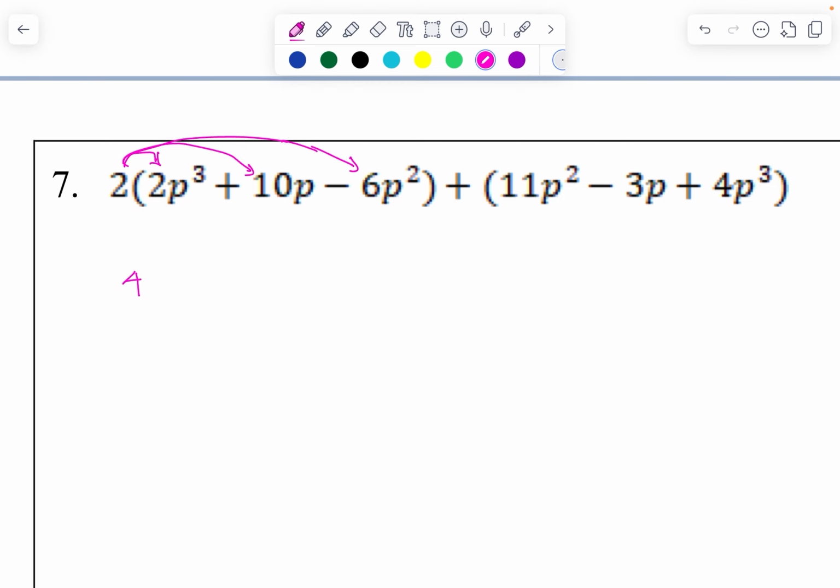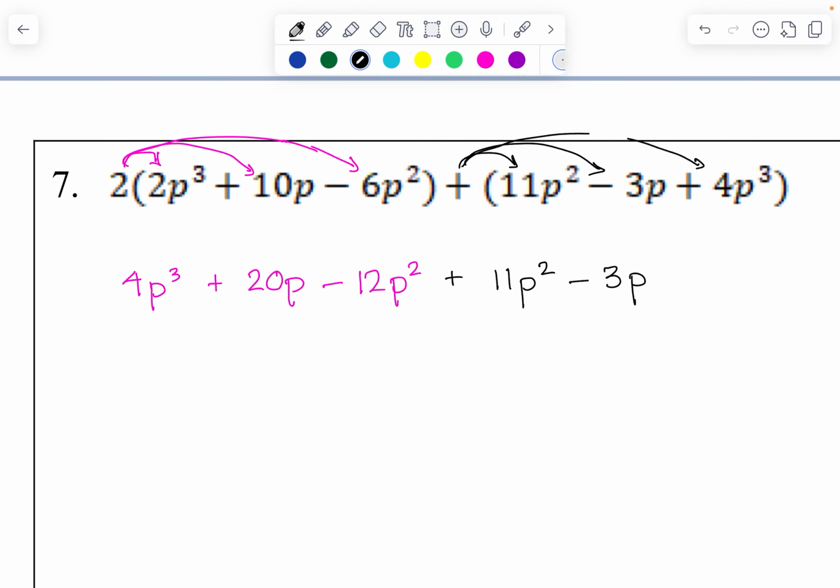So you're looking at 4p cubed plus 20p minus 12p squared. Bring down your addition sign and bring down the other part of your expression. Notice when you apply the distributive property here, nothing changes because it's an addition sign.